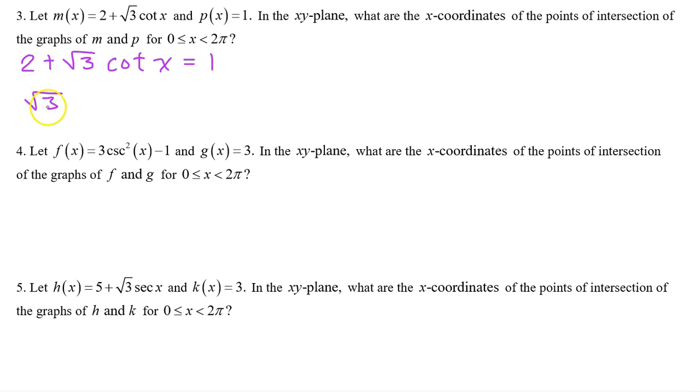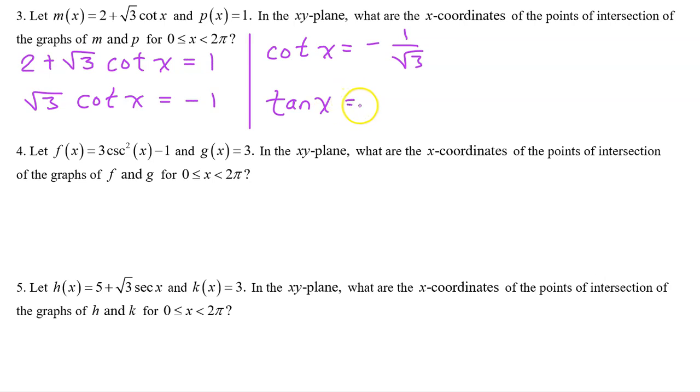That will leave us with radical 3 times cotangent of x equals negative 1. We can isolate cotangent by dividing both sides by radical 3. That will leave the cotangent of x is equal to negative 1 over radical 3. Tangent is the reciprocal of cotangent. So if we take the reciprocal of both sides, we will get the tangent of x is equal to negative radical 3. We can find the reference angle by ignoring the negative sign and asking ourselves the tangent of what is equal to radical 3.